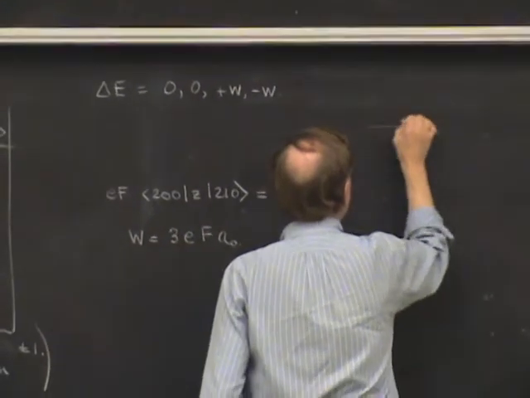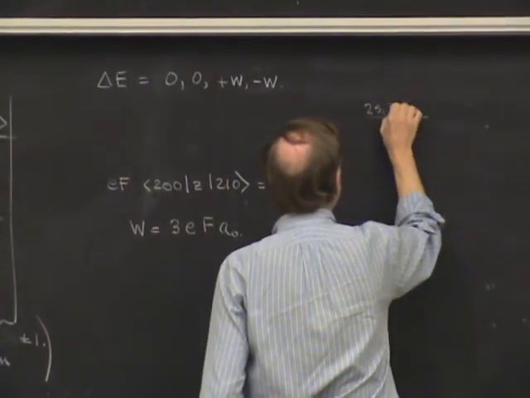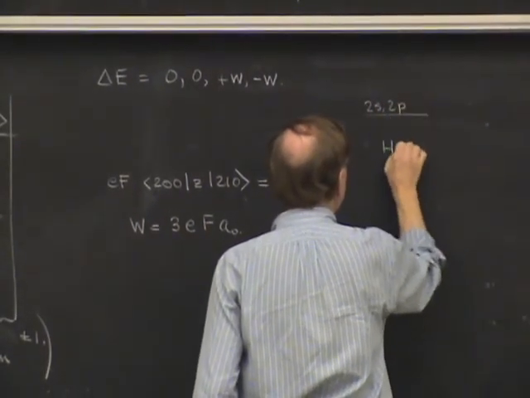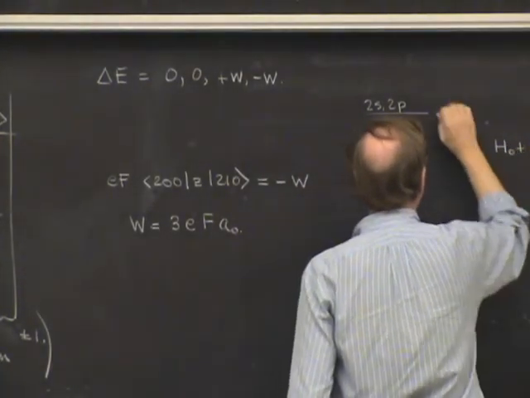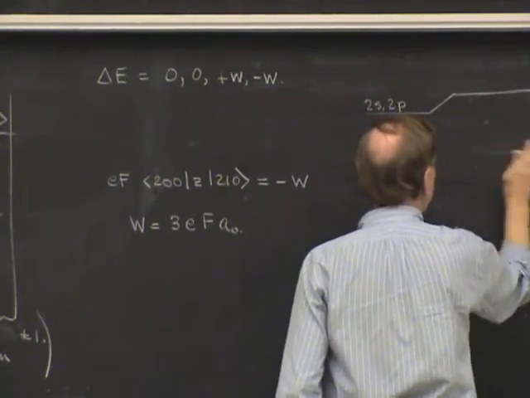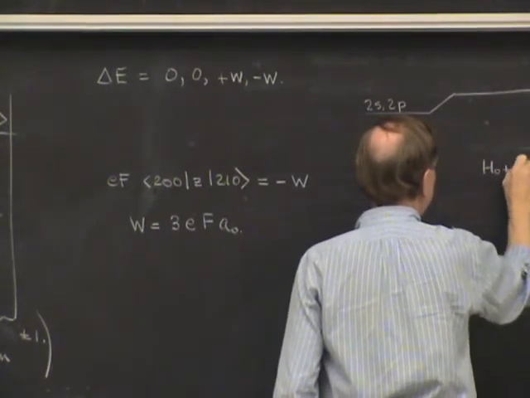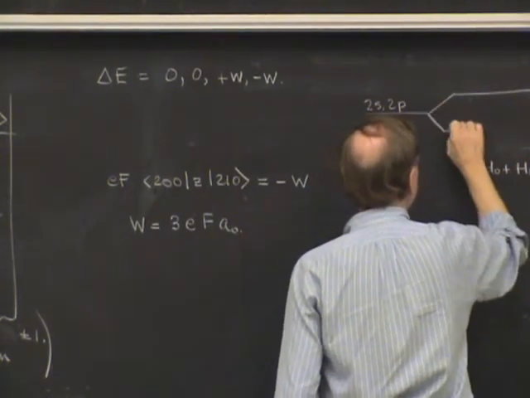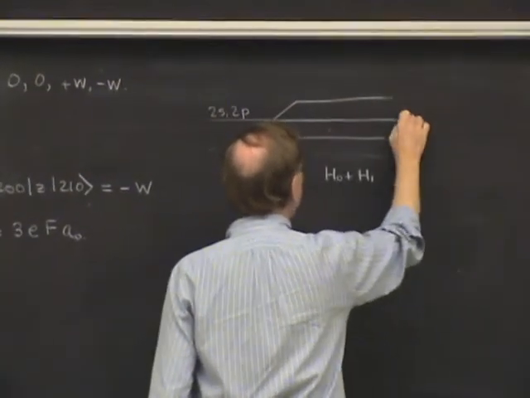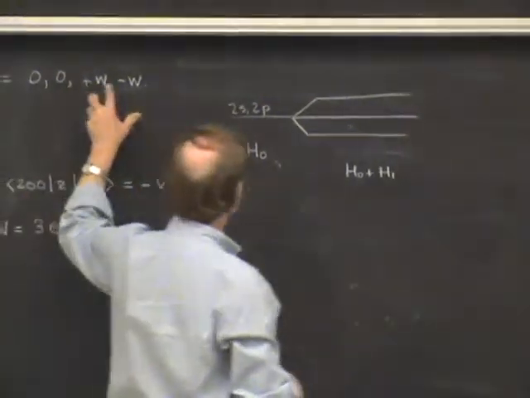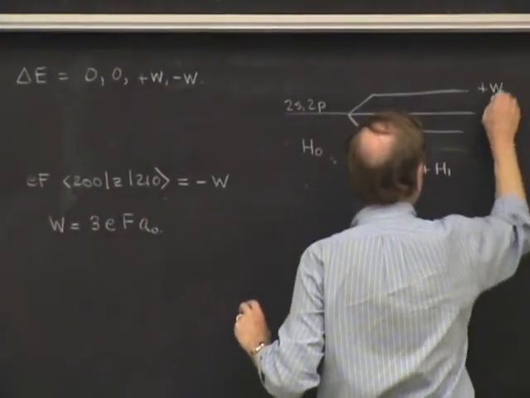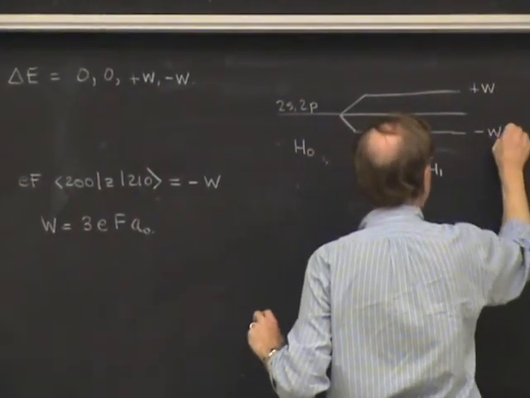Make a diagram. If we started with the 2s and 2p levels, which are degenerate under the Hamiltonian H0, and then we go over to the full Hamiltonian H0 plus H1, you get a splitting diagram. I'm going to make room for this. You get a splitting diagram that looks like this. There are two levels that remain the same. That's the 0, 0. And there's one level that goes up by plus W, and another level goes down by minus W, like this.